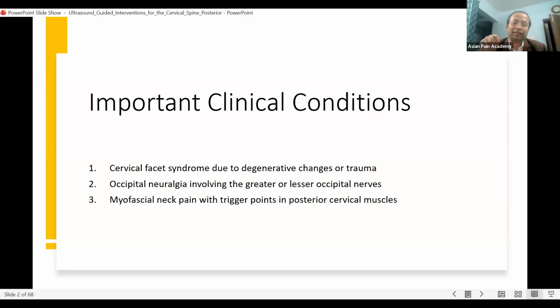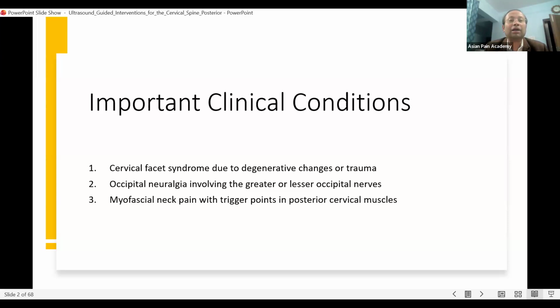So mainly here the pain generator is the cervical facet. So cervical facet syndrome is one diagnosis. Second diagnosis is occipital neuralgia. Occipital neuralgia can be greater occipital neuralgia or lesser occipital neuralgia. Of course, there is the third occipital nerve also, so someone can have third occipital neuralgia also, but that is not very common. And of course, lesser occipital neuralgia is also not very common. Only greater occipital neuralgia is more common.